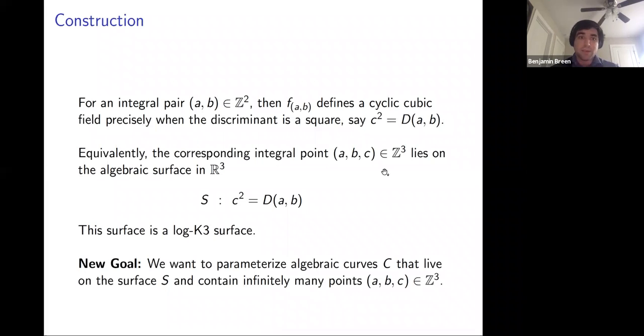So we updated our goal and we said, we no longer want to try to find infinitely many integral points a, b, and c squared, but we now want to try to parameterize some algebraic curves on the surface. And we want to make sure those algebraic curves actually contain infinitely many integral points.